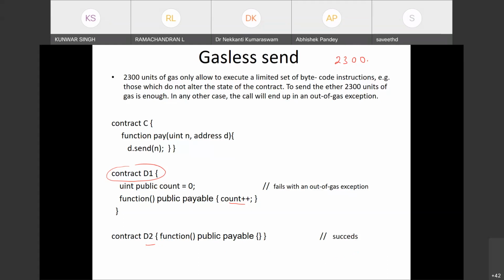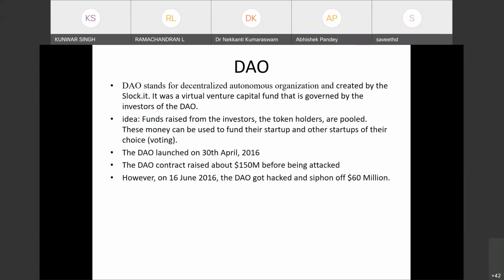Okay, so this will be clear. And if you want to write some code, you have to assign more gas. Okay, that you have to do. So this is the importance of gas. Okay, so now we'll see the fallback functions we have discussed.